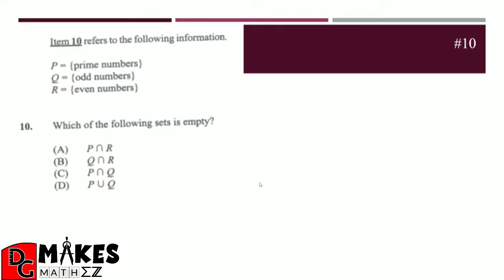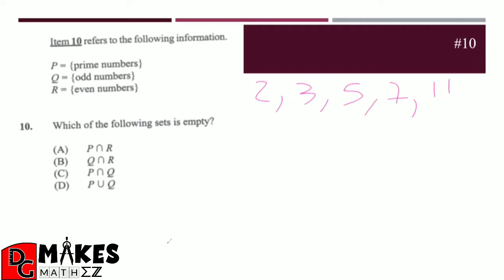Our first question says, P is a set of prime numbers, Q is a set of odd numbers, R is a set of even numbers. All right, so we do know what prime numbers are. Prime numbers are those numbers that have only 2 factors, 1 and itself. So we have 2, 3, 5, 7, 11, etc. And there are some more, right?